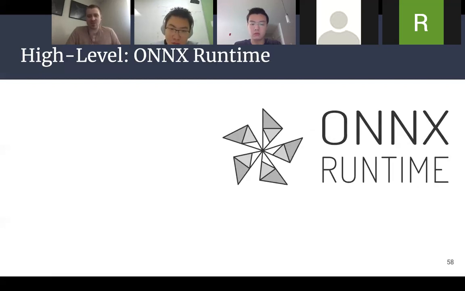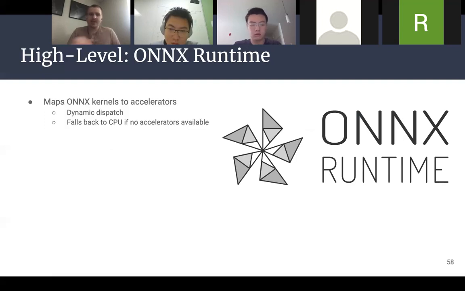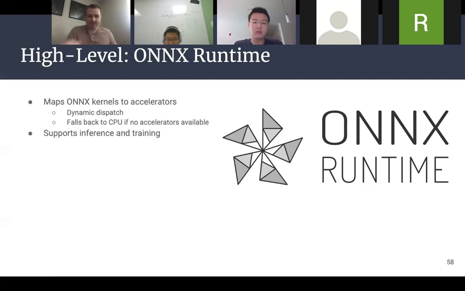So ONNX is the actual file format. To run these on accelerators, we use a tool called ONNX Runtime, which was originally developed by Microsoft, but we have forked it. So ONNX Runtime basically iterates over the ONNX graph, and anytime it finds a kernel that can be dispatched to an available accelerator, it will dynamically dispatch it. And if there is no such accelerator available for that kernel, it will just fall back to a CPU implementation. So it'll always run, but it might not always be performant.